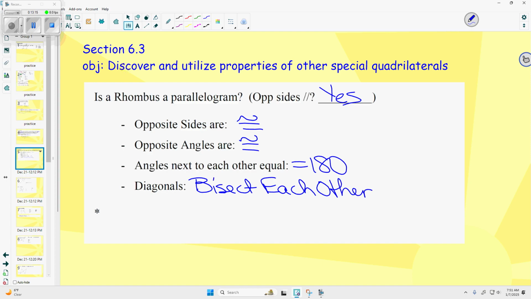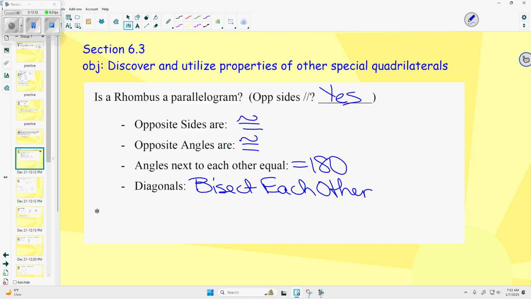So knowing that a rhombus is a parallelogram tells me that it has all the parallelogram properties. Remember, with those parallelogram properties, you just got to remember that you can spin a parallelogram 180 degrees and have it match up on itself, and it tells you all of those things are true.